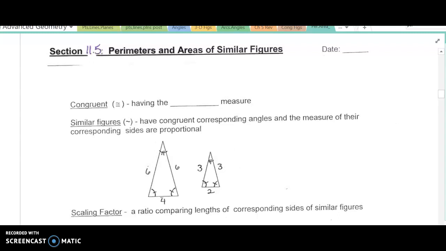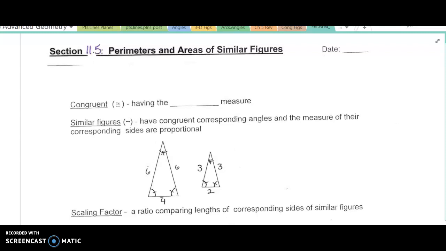Okay, so we've been doing surface area in these last couple of weeks, and what we're going to do now is we're going to be talking about what happens when you have two similar solids, two three-dimensional figures that are proportional, what happens to their surface area and volume. But before we can do that, we need to go back and pick up a lesson on just plain old perimeter and plain old area of similar figures.